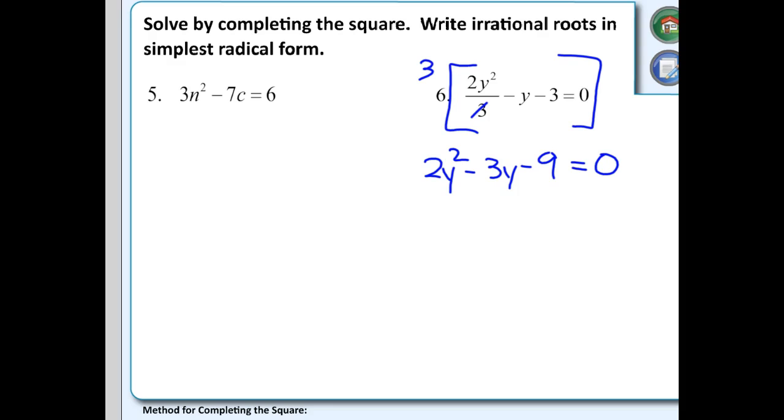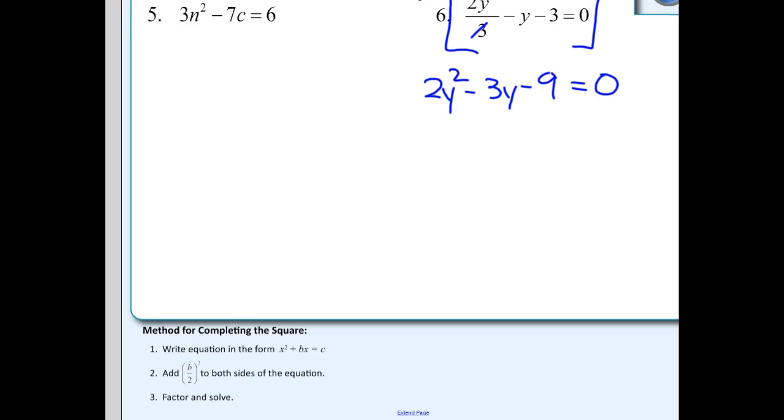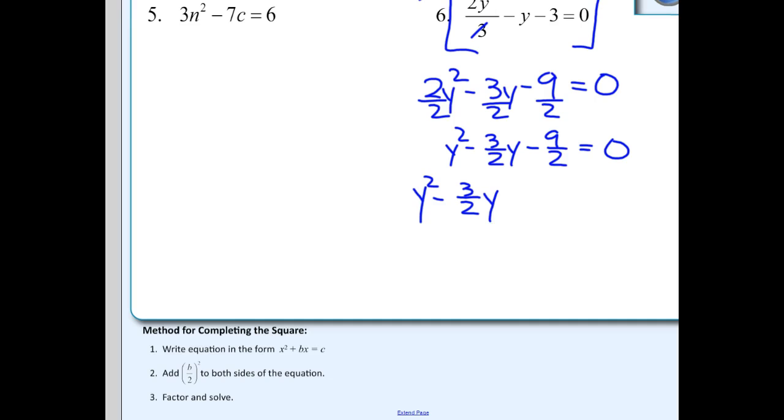Now we've got to get rid of that 2 in front of y squared. Remember, it's got to have a positive 1 in front of my quadratic term. So now I've got to divide everything by 2. So I've got y squared minus 3 halves y minus 9 halves equals 0. And now we've got to move that 9 halves over. Remember, it's got to be in the right form. I'm going to go ahead and say plus c equals 9 halves plus c.